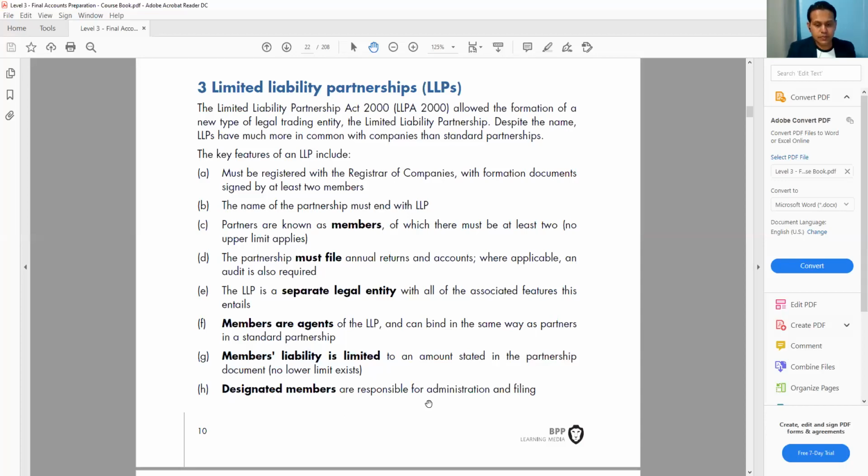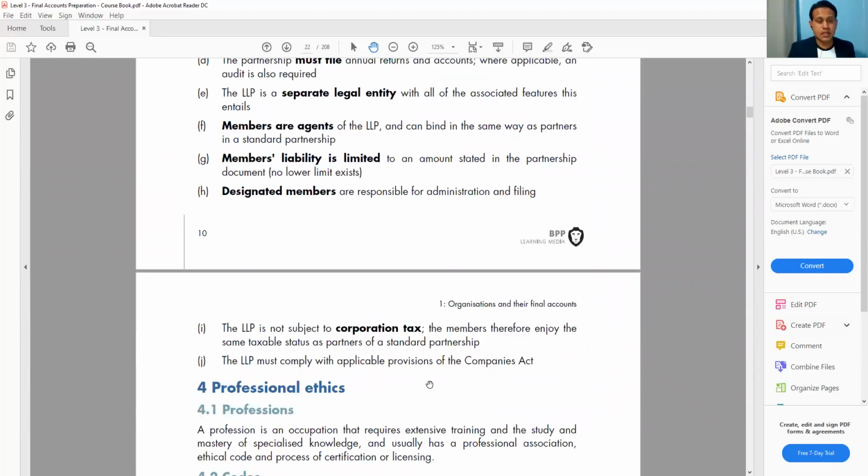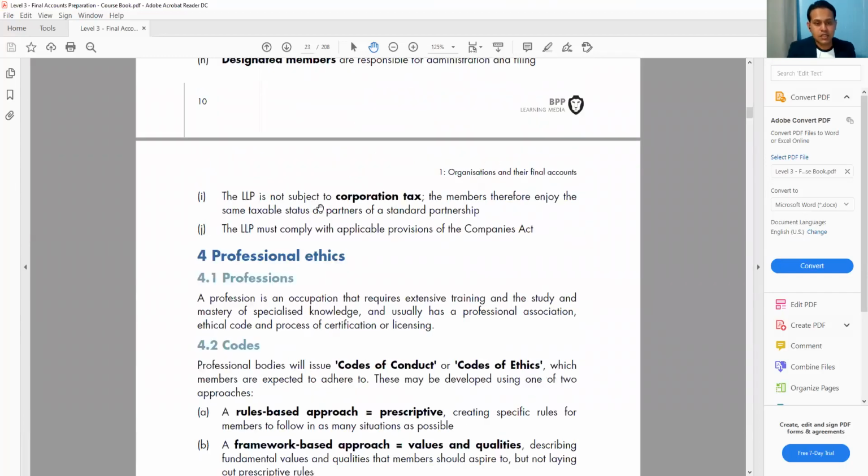Designated members are responsible for admin and filing. So the admin work and the filing work will be delegated to some members, not to everyone. An LLP is not subject to corporation tax. The members therefore enjoy the same taxable status as partners of a standard partnership. So when you prepare the LLP, it's not subject to CT.